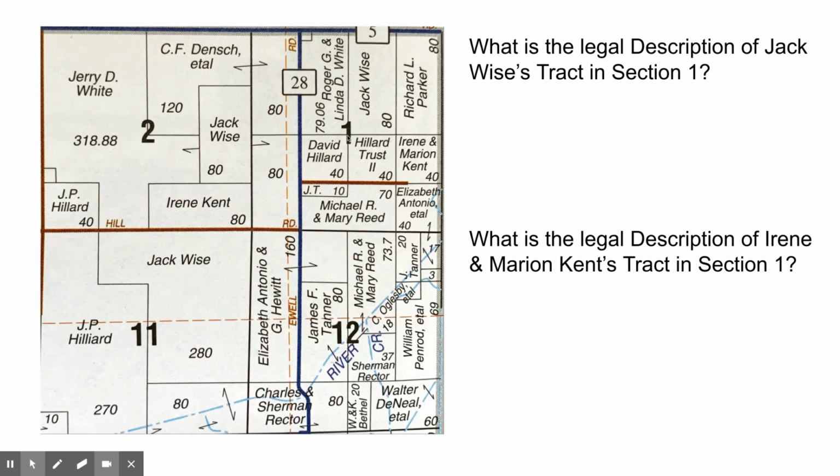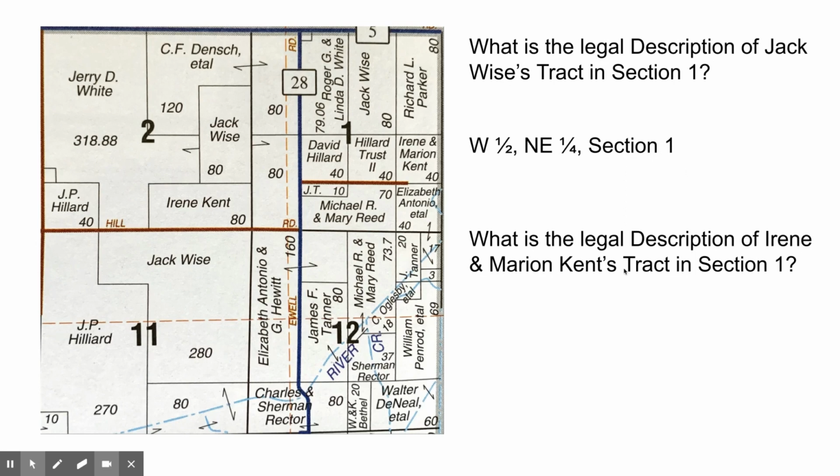Okay, so right here's the middle of our section. So this is the north half, this is the south half, and this divides it east-west. So this is the west half, this is the east half. So if we look at Jack Wise, he's in the northeast quarter of the northeast quarter of section 1. Okay, but within that, he's one half of it. So is he the east half or the west half? Well, he's on the west half. So he would be the west half of the northeast quarter of section 1 in the Independence Township.